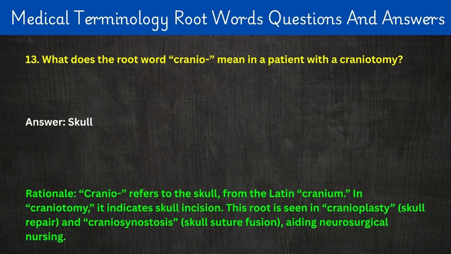13. What does the root word cranio- mean in a patient with a craniotomy? Answer: skull. Rationale: Cranio- refers to the skull, from the Latin cranium. In craniotomy, it indicates skull incision. This root is seen in cranioplasty, skull repair, and craniosynostosis, skull suture fusion, aiding neurosurgical nursing.